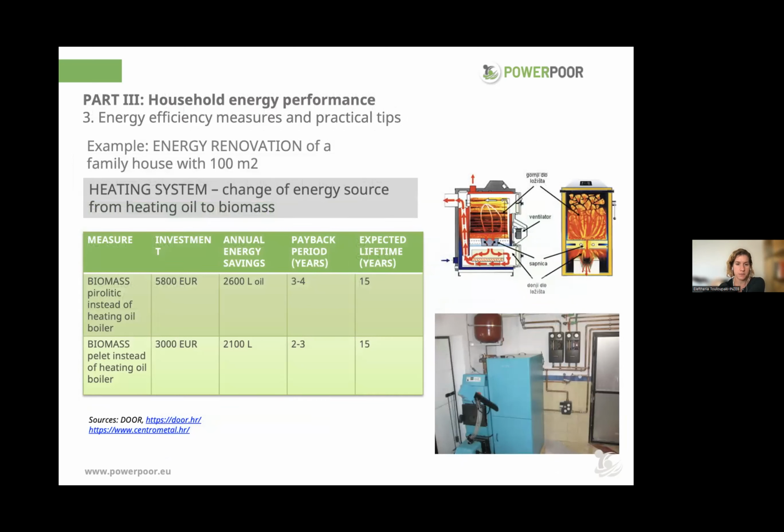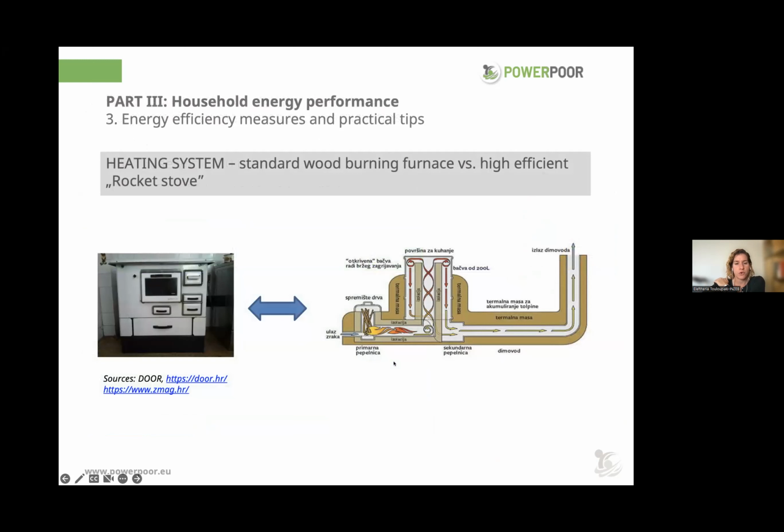Regarding the heating system, it may be a higher investment cost, but it also has a very short payback period in years, because the heating system used and its efficiency are very important for the energy consumption of the household. We have here expected lifetimes of about 15 years. And of course, another example would be to replace a standard wood burning furnace with a high efficient rocket stove one.